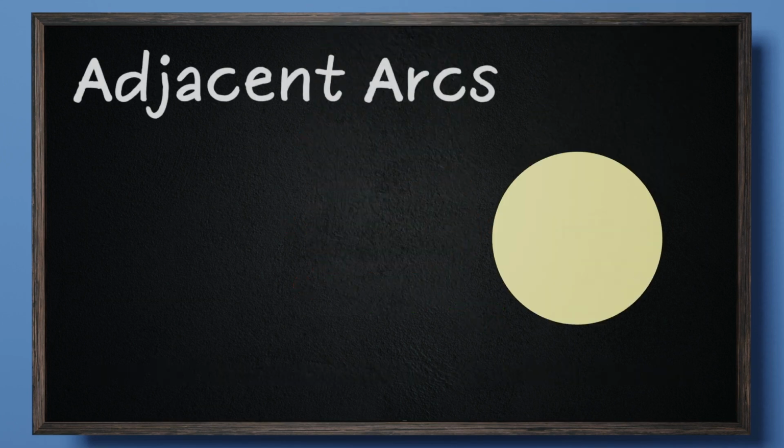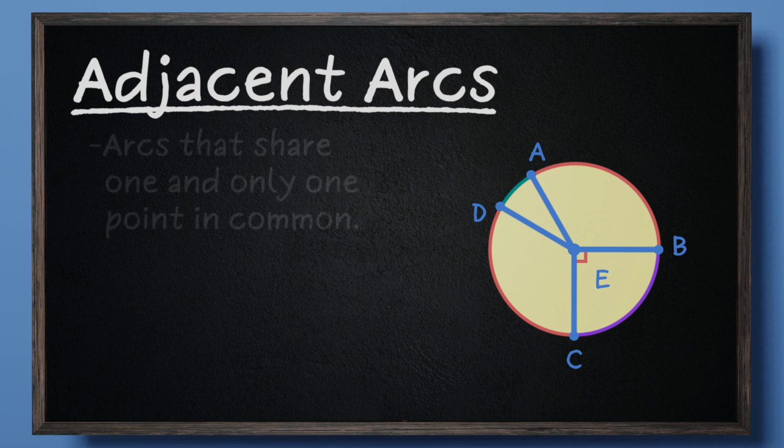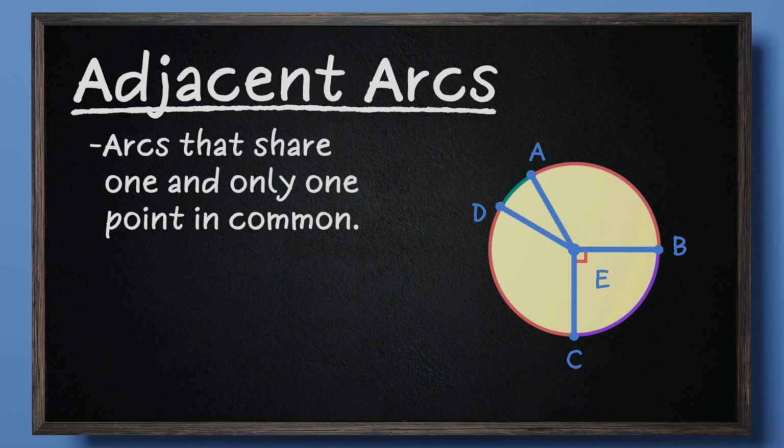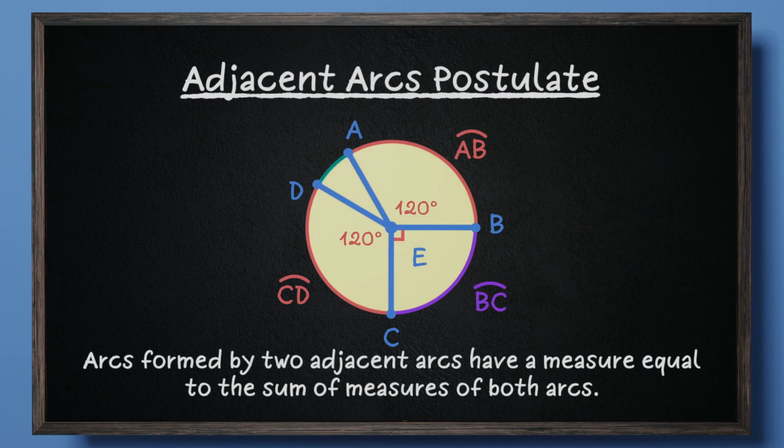Next, we will discuss other arc properties. Arcs are considered adjacent arcs if and only if they share one point in common. Looking at circle E, we see that arcs AB and BC are adjacent to one another, since they both share point B. However, arcs AB and CD are not adjacent, since they share no points in common. Adjacent arcs have a postulate that relates to their combined angle measures, called the adjacent arcs postulate.